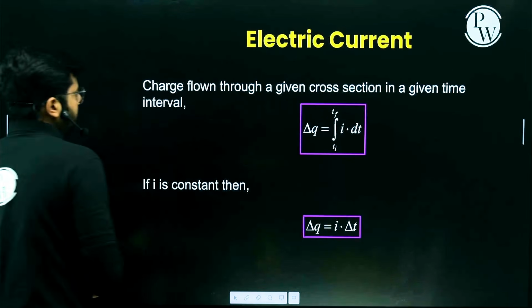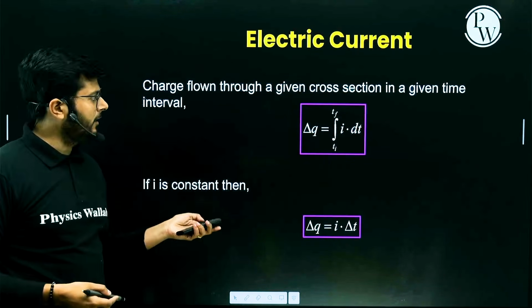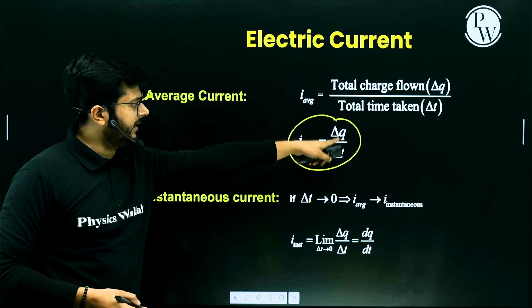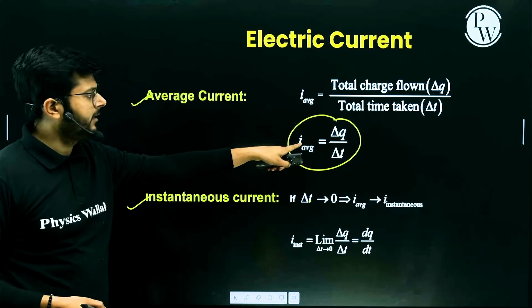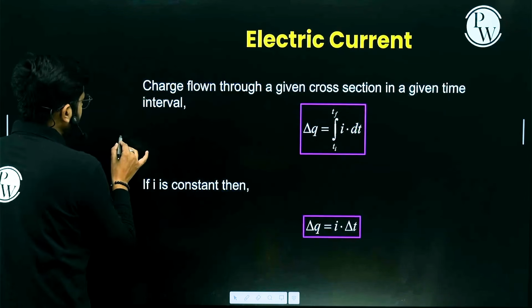Okay. Now, once you know the value of current, you see that delta q is here. If you take the delta t over there, what will happen? I is dq by dt.